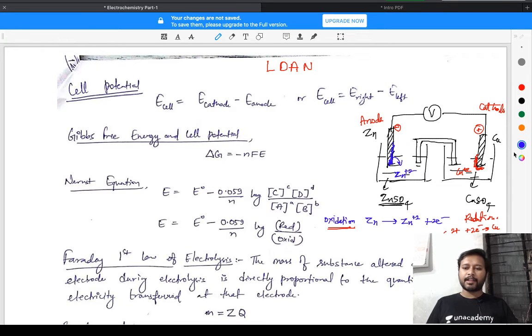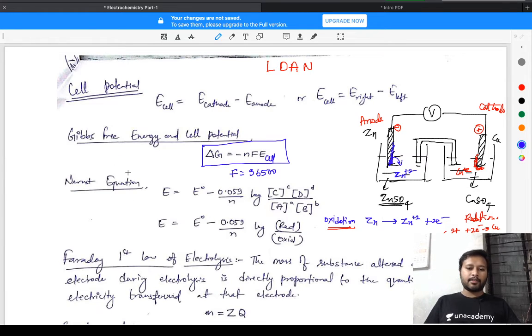Gibbs free energy of the cell can be easily calculated by this particular formula. It's given by delta G equals minus nFE of the cell, where F is the Faraday constant, which has a value of 96500 as a rough value, and n is the number of electrons which are given or taken in the particular process. For example, for this particular reaction, the value of n will be 2 because we are giving 2 electrons, because zinc has a plus 2 charge.